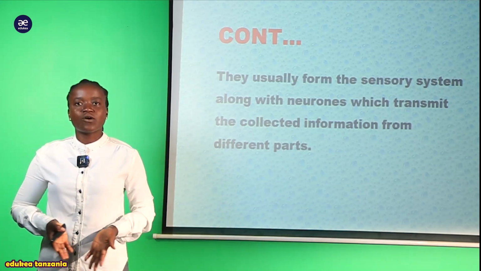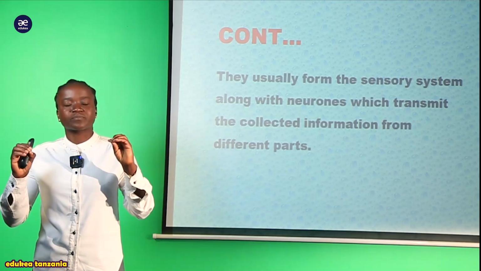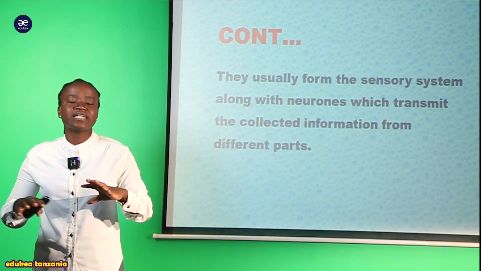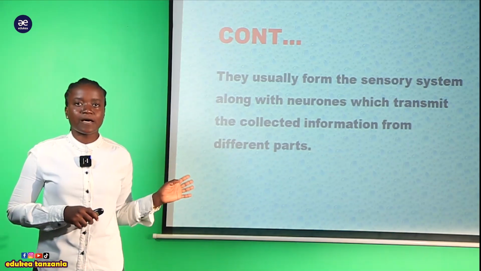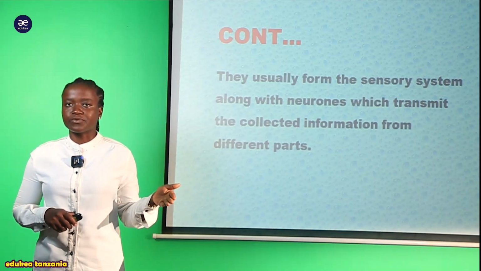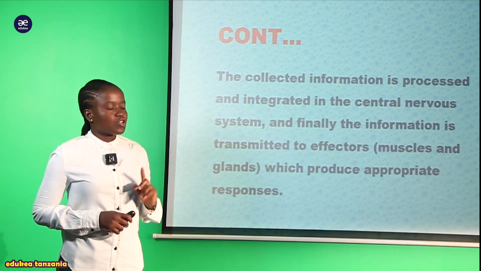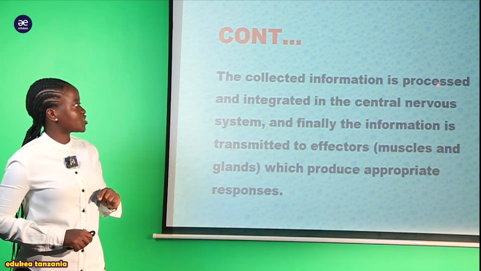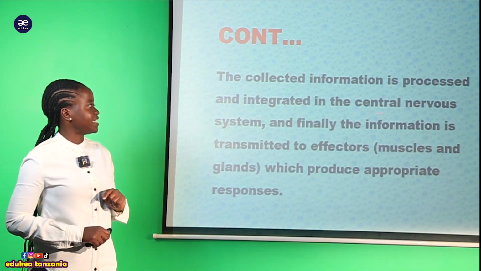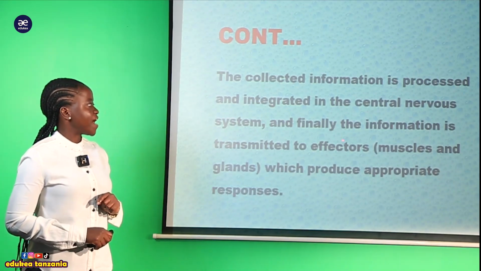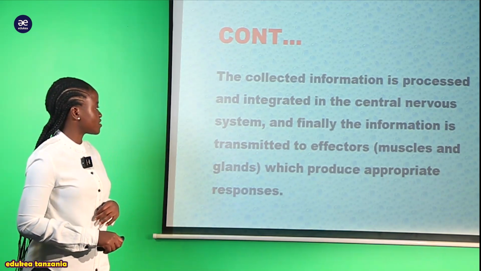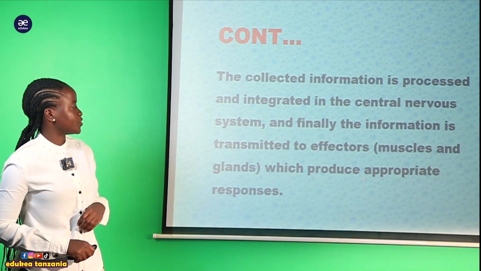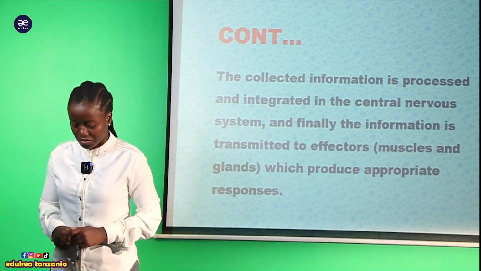It can be either on the legs, on the hand, and so on, in different part of the body. So this information is collected through the receptor. So now, the collected information is processed and integrated in the central nervous system. Finally, the information is transmitted to the effector, so the muscles or the gland which produce appropriate response.